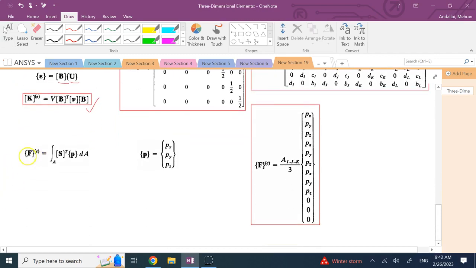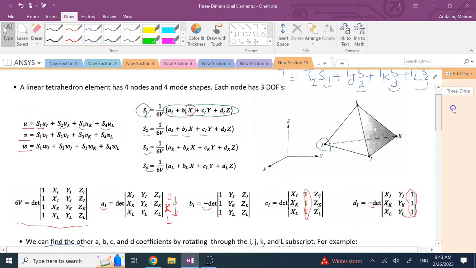And similarly here, if I have a distributed load on the surfaces, then I can go ahead and find the equivalent load matrix for that. So here, if the load is on surface ijk, then I divide the area of that surface by 3, and then I plug in px, py, pz all the way down, and 3 zeros, where p equals px, py, pz is basically the distributed load density on that surface.